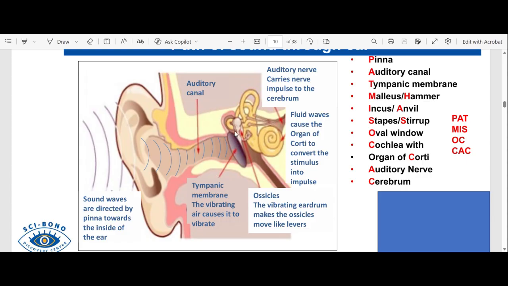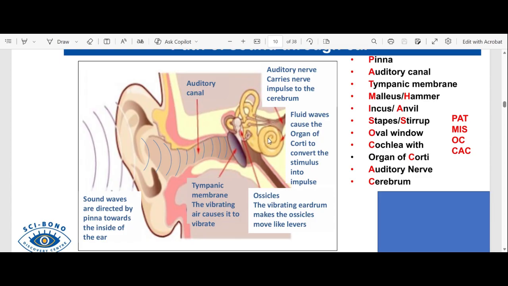What are your ossicles? Your hammer, your anvil, and your stirrup. Your ossicles will amplify sound vibration, thus transferring them from your tympanic membrane to your oval window, which will cause the oval window to vibrate. And when the oval window is vibrating, it will create pressure waves in the inner ear.